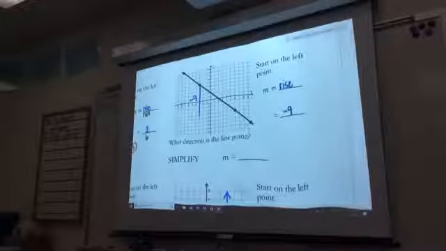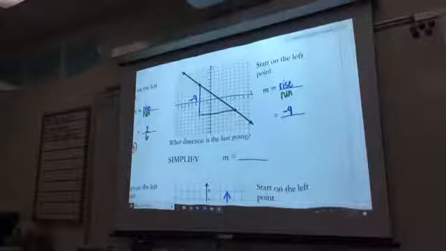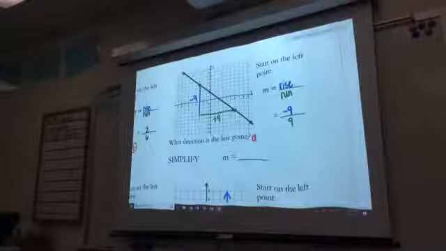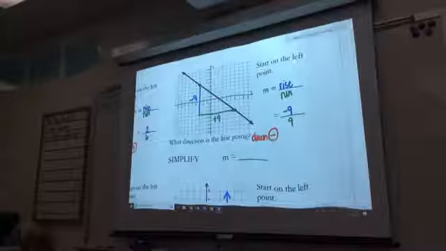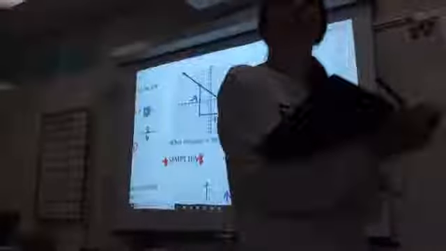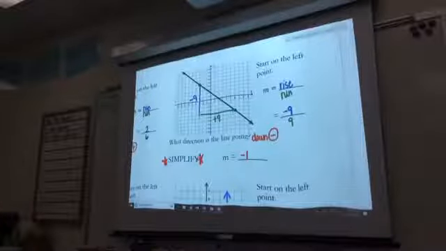I didn't rise much. Okay? Now my run is which way? Right. So is it positive or negative? Positive. How many? 9. Positive 9. What direction is my line going? Right and down. So that means what type of slope should I have? Negative. And then I have to simplify. -9 divided by 9 is? -1. You just told me my slope should be negative, so your answer needs to be negative.